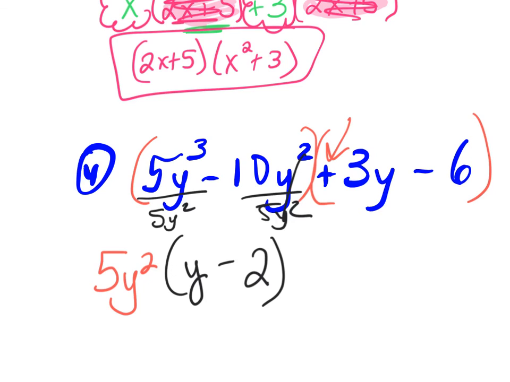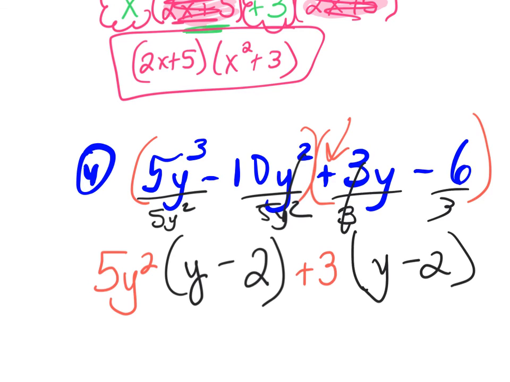So now I look to my next parenthesis. What can I take out of 3y and a negative 6? What can I take out? 3. Okay, so I take out a positive 3. So divide by 3, and I'm left with y minus 2.